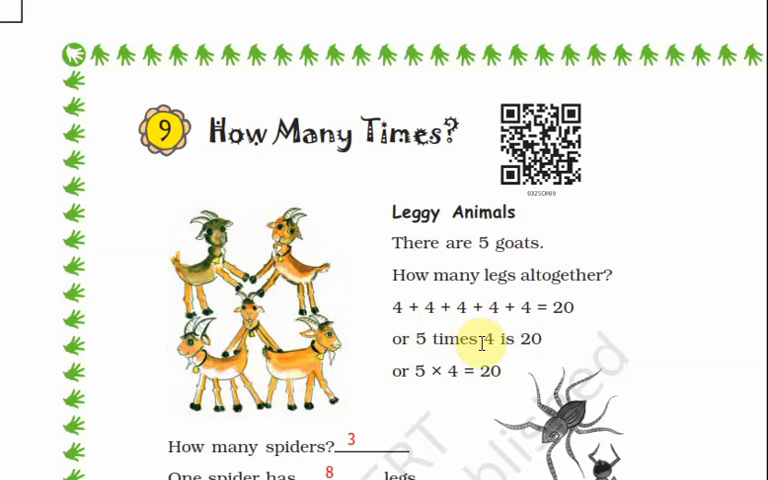So, 5 times 4. Instead of adding, if the number of goats is 100, 125 like that, then can you add 4 that many times? No. At that time we will apply multiplication. So, here 5 goats are there, so 5 times. One goat has 4 legs. So, 5 into 4, that is equal to 20.